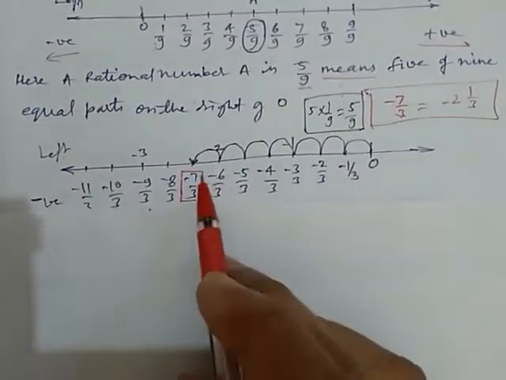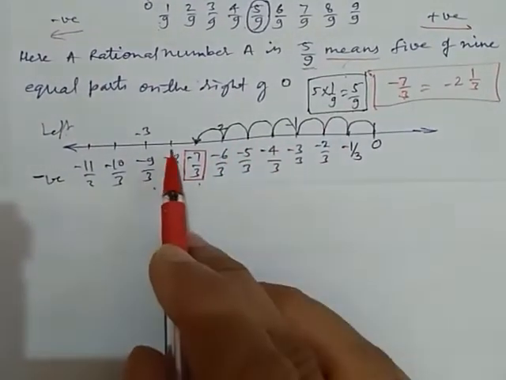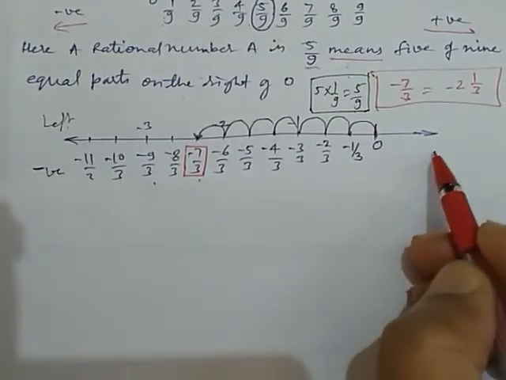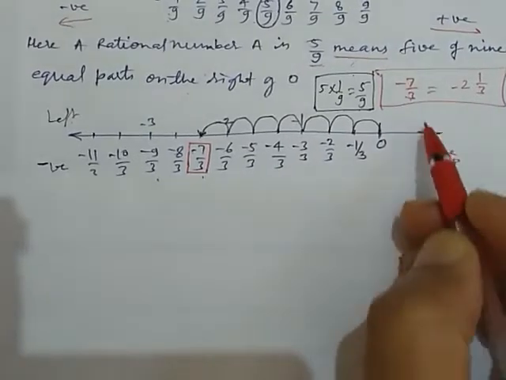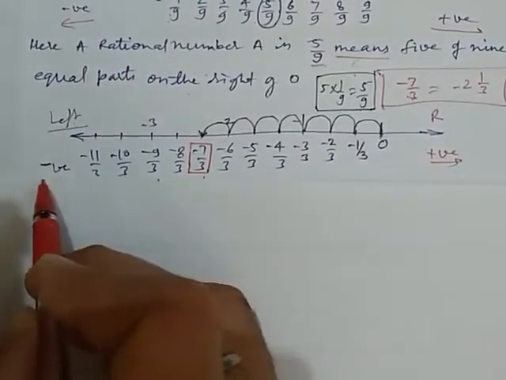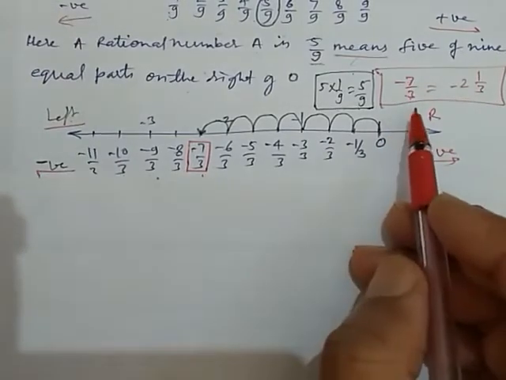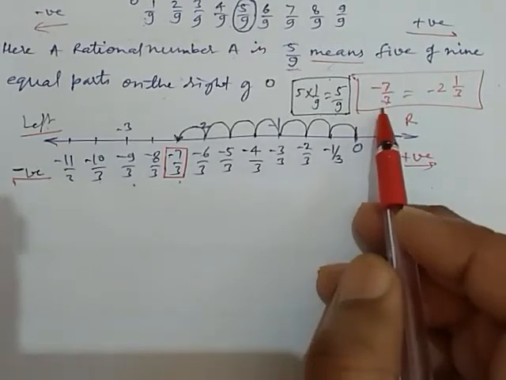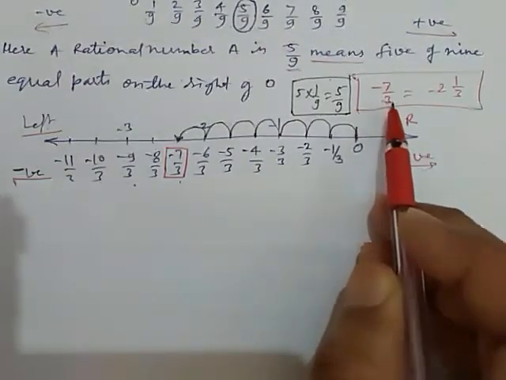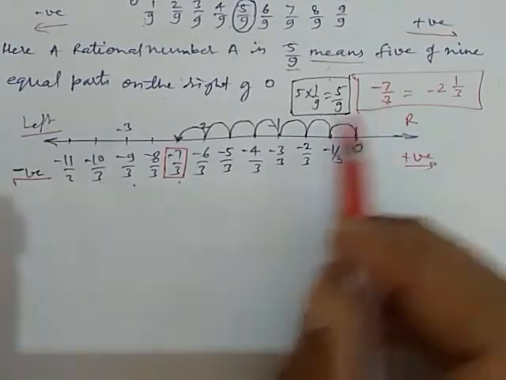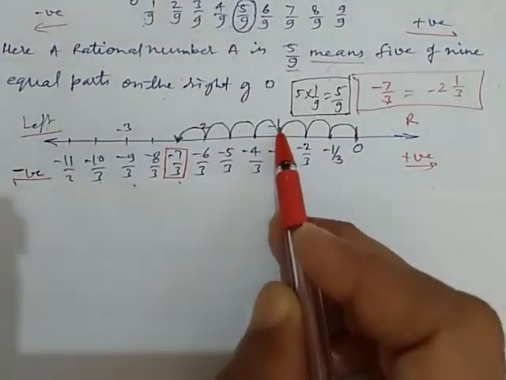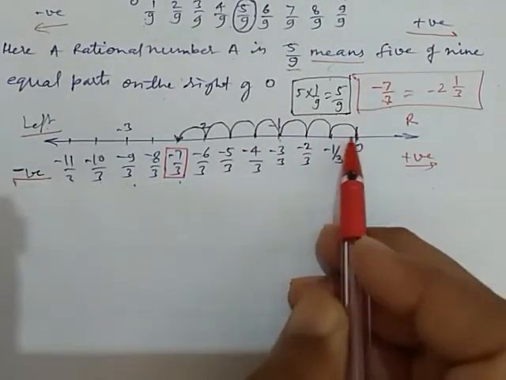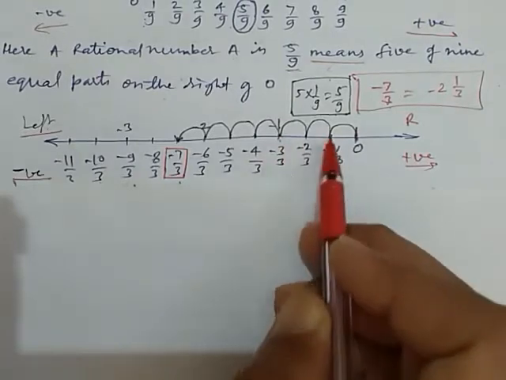Here this is explained by another number line. Here this is our 0, this side is the positive side, right side, and this left side is the negative side. As we said, our required number is -7 by 3. The denominator says that we have to divide 1 unit into 3 equal parts. This is our 1 unit; this is the first 1 unit, we have to divide into 3 equal parts.